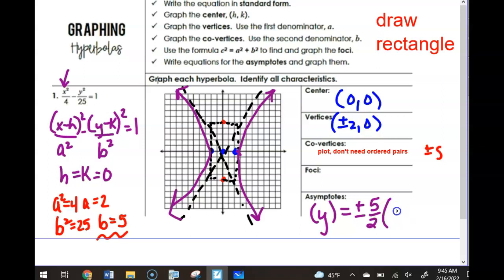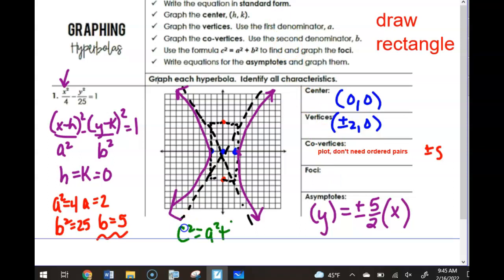And then back here, it would be x minus h. Well, there's no h, so it's just x. Does that seem right? They went through the origin, up 5 and over 2, or down 5 and over 2? Seems good.